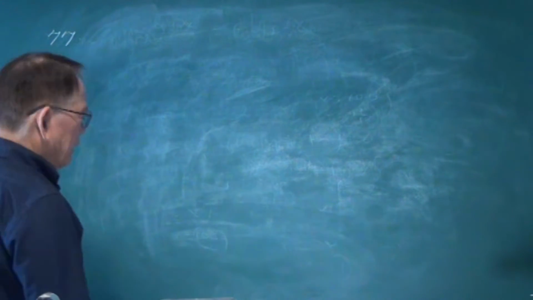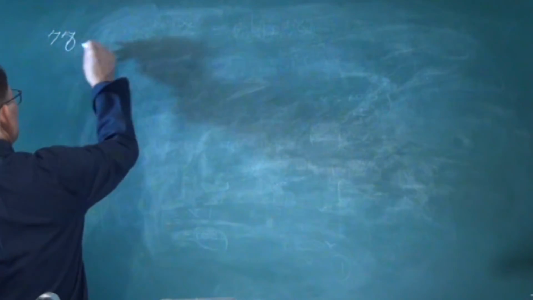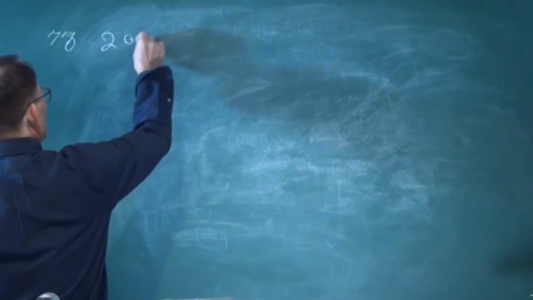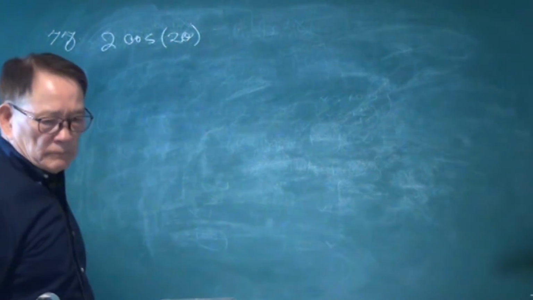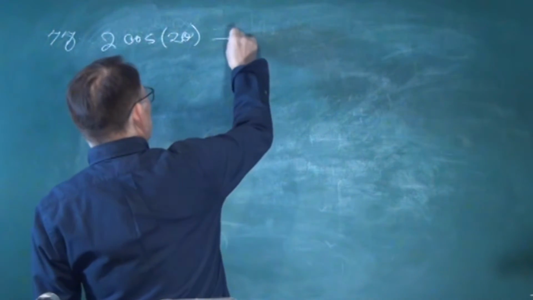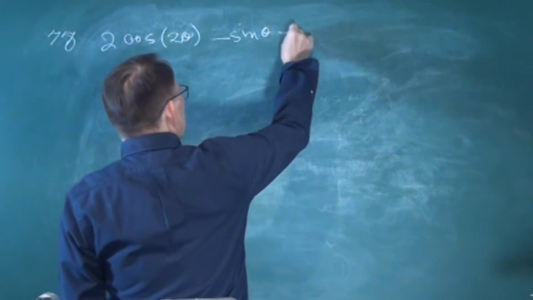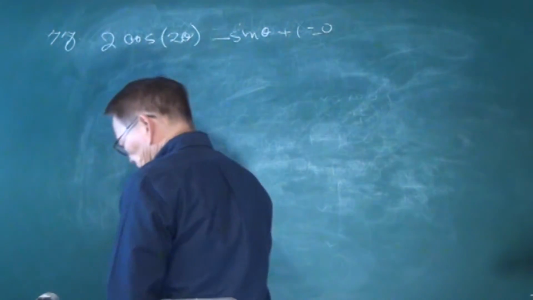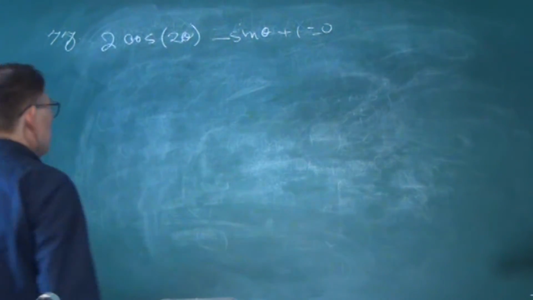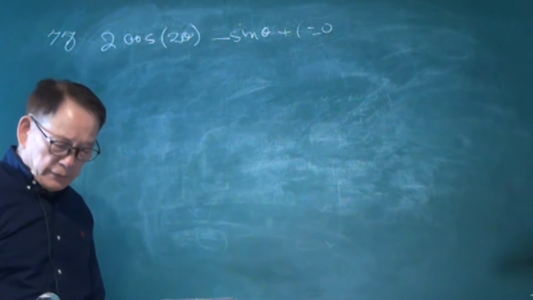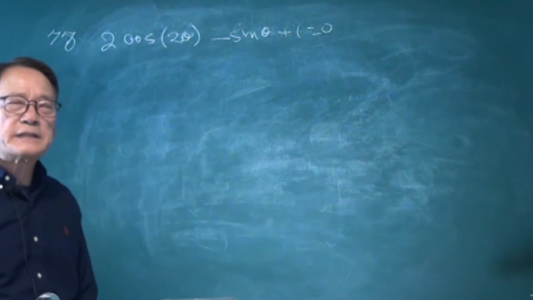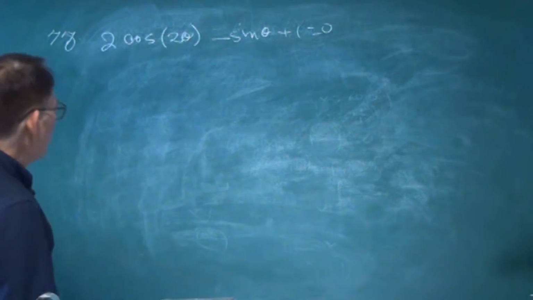Question 78, we have 2 cosine 2 theta minus sine theta plus 1 equal 0. Again, you see here cosine and sine mixed up. So we better replace into the same function.